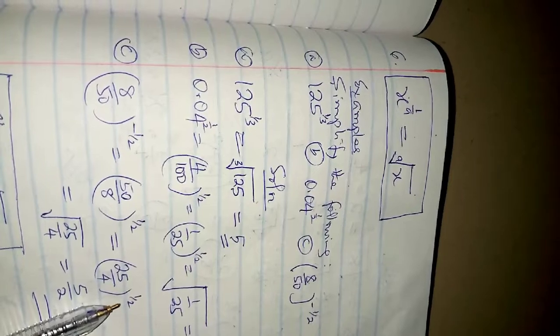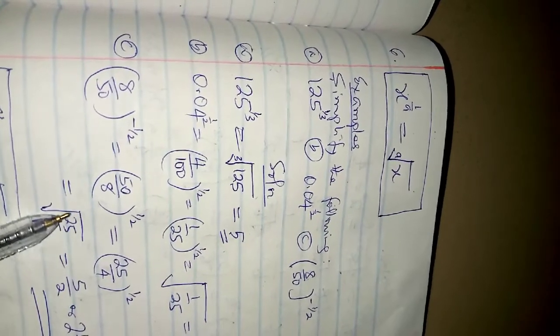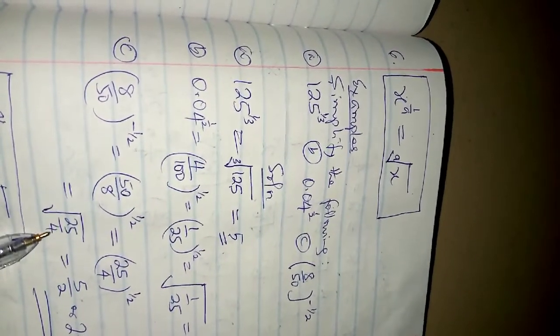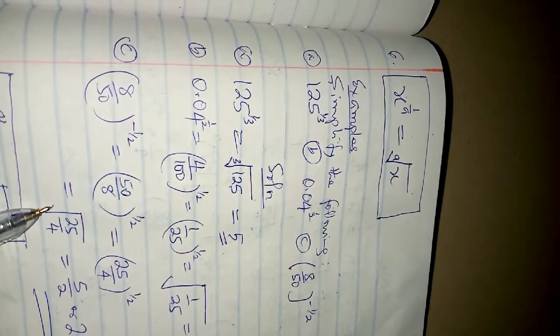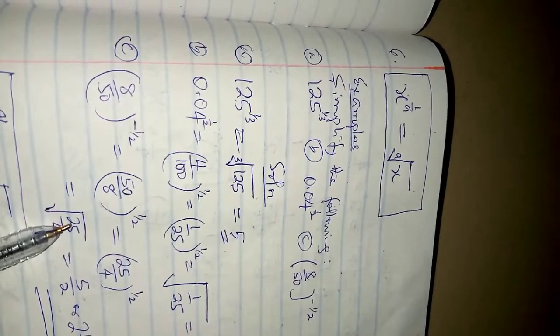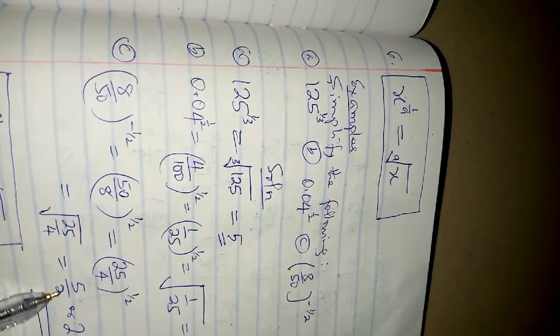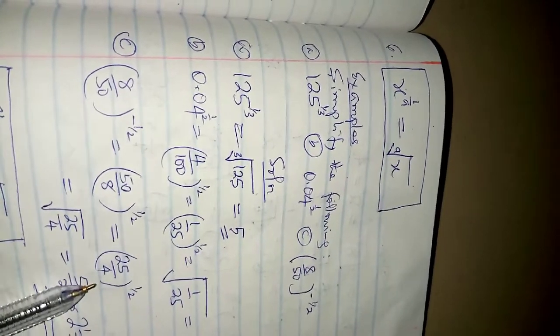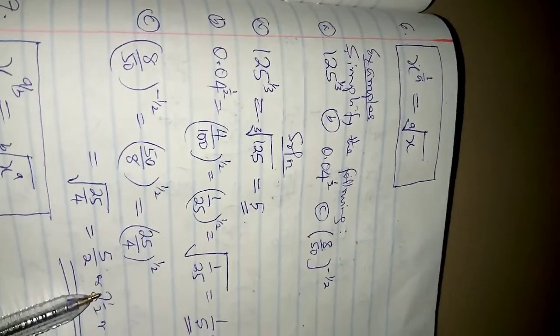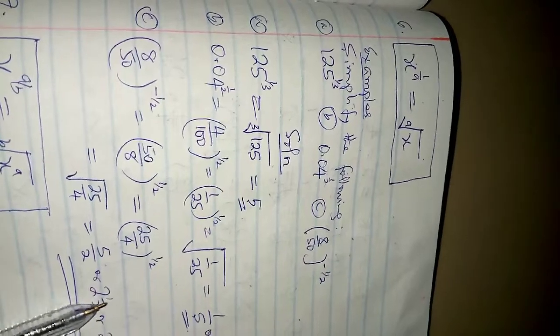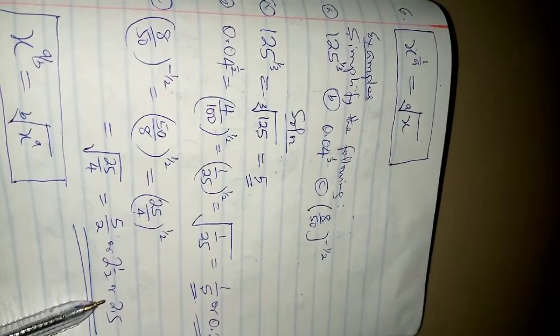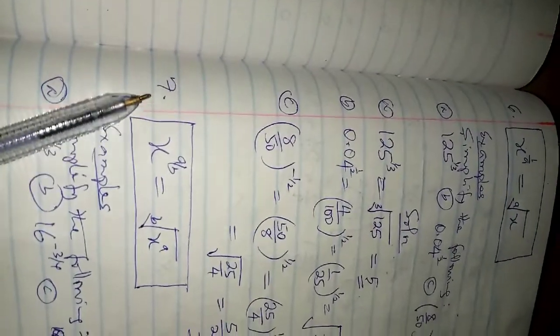Applying your law number 6 now, it means square root of 25 over 4. When it's square root, you don't put 2 here. Square root of 25 is 5. Square root of 4 is 2. So your answer is 5 over 2, or expressing it as a mixed fraction, 2 and 1 over 2, or as a decimal, 2.5.